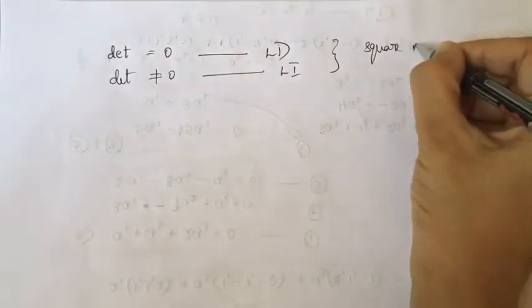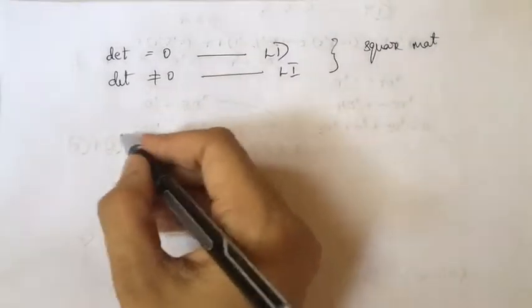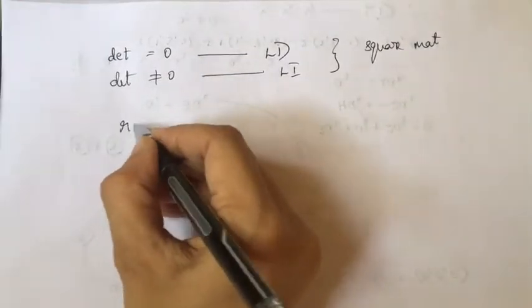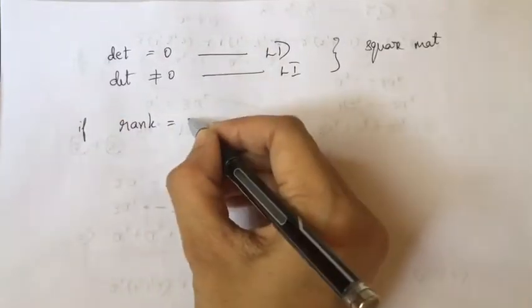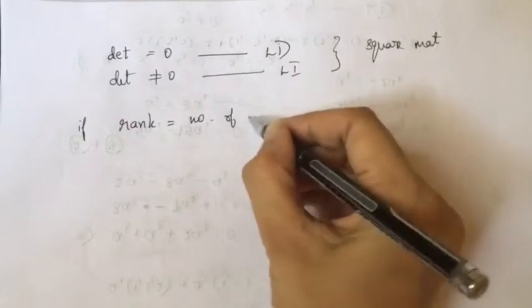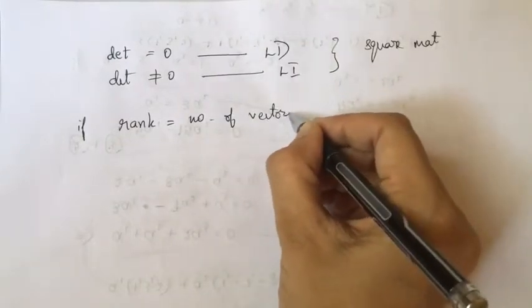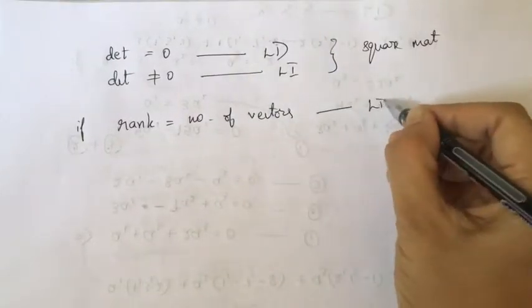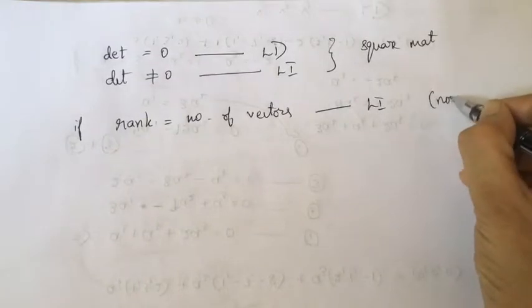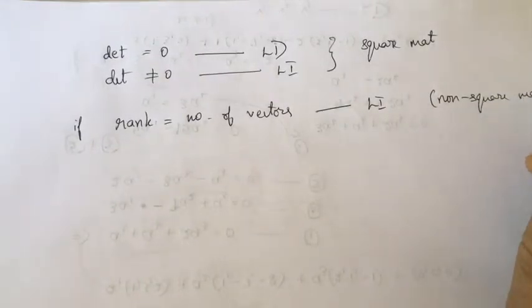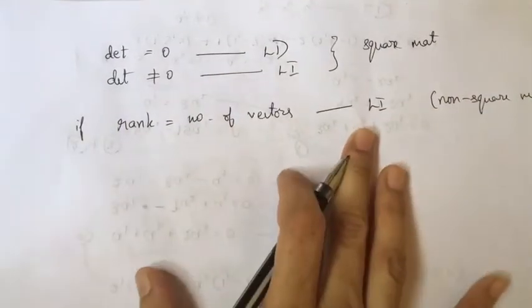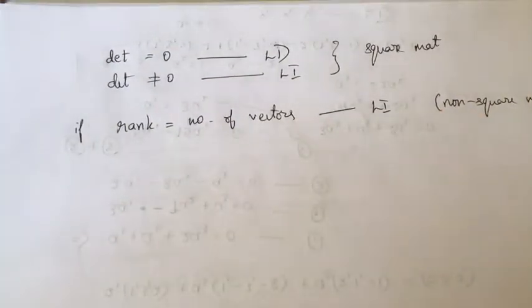If it is not a square matrix, then if the rank is equal to the number of vectors, I can say the vectors are linearly independent. This is for a non-square matrix. Otherwise, they are linearly dependent. This is one method.